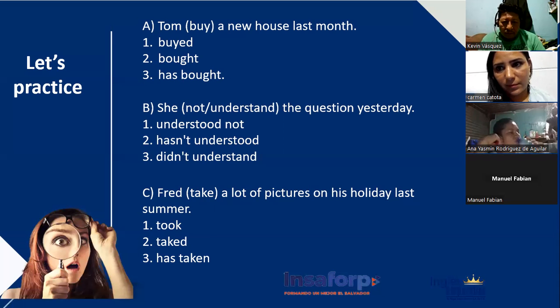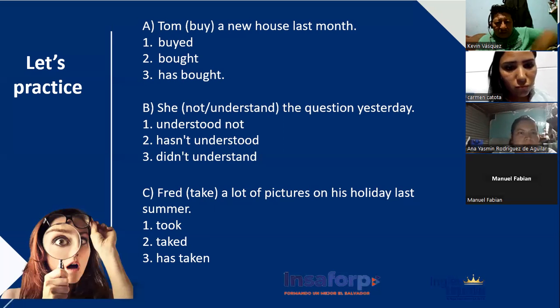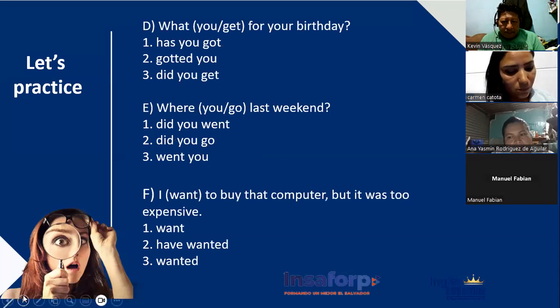And let's see exercise C. Fred, a lot of pictures of his holiday last summer. Is it took, take, or has taken? Has taken? Number one. Okay, el que escogió el número uno, esa es la opción correcta. Number one. Fred took a lot of pictures on his holiday last summer. Let's go with the next. I have another three questions for you here.